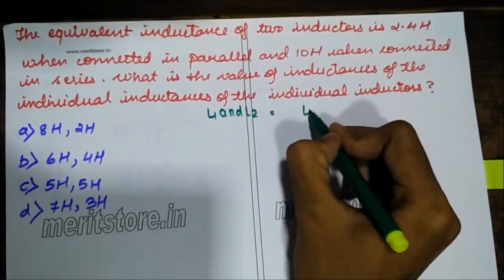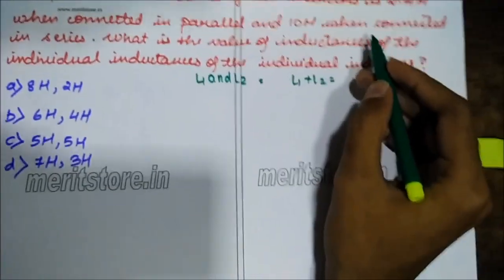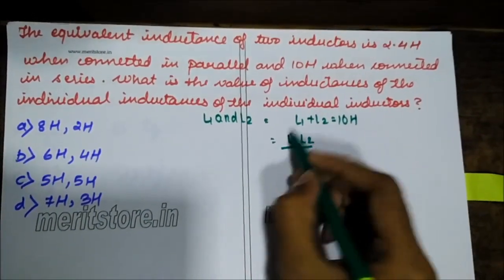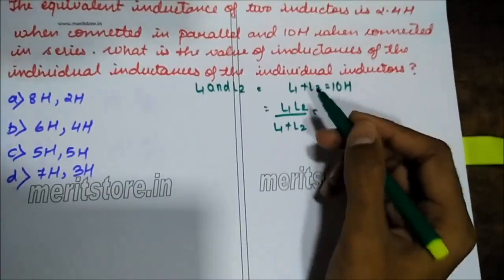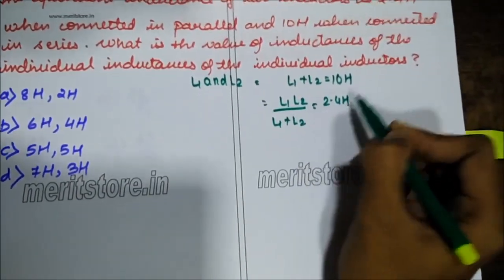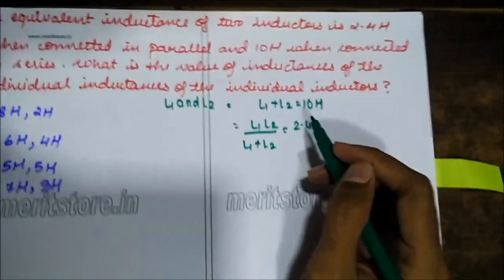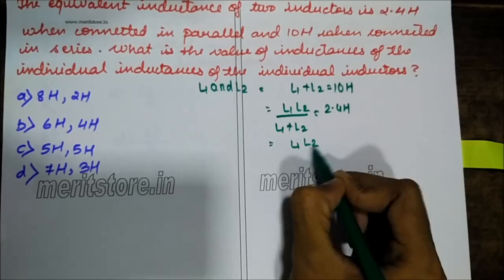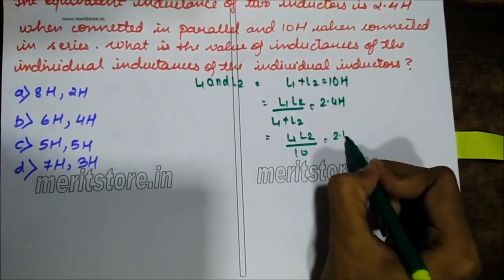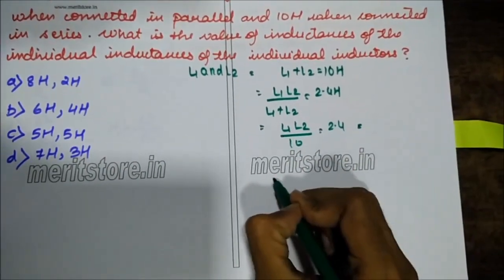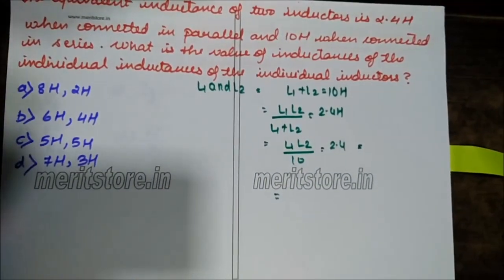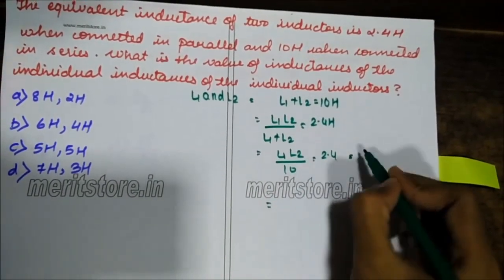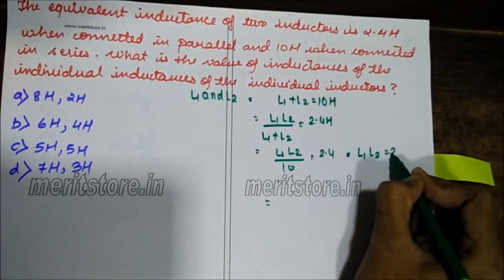When they are connected in series, we have L1 plus L2 equals 10 henry. When they are connected in parallel, we have L1 L2 upon L1 plus L2, which equals 2.4. So we'll substitute the value of L1 plus L2 in this equation. So L1 L2 upon 10 is equal to 2.4, and 2.4 multiplied by 10 gives L1 L2 equals 24.